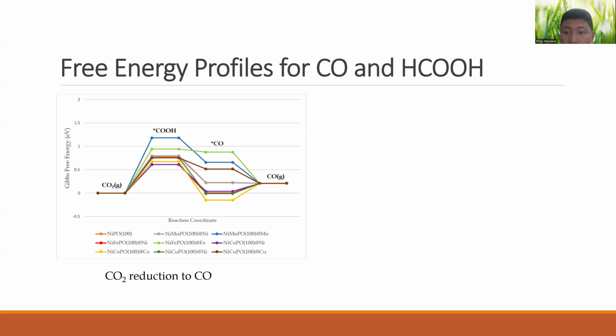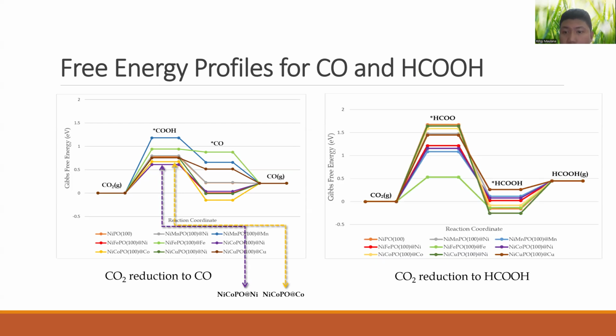For the formic acid formation, the nickel manganese phosphate and the nickel iron phosphate surfaces exhibit a more substantial decrease in free energy needed for the conversion of carbon dioxide to the HCOO, indicating improved catalytic efficiency over nickel phosphate 100.